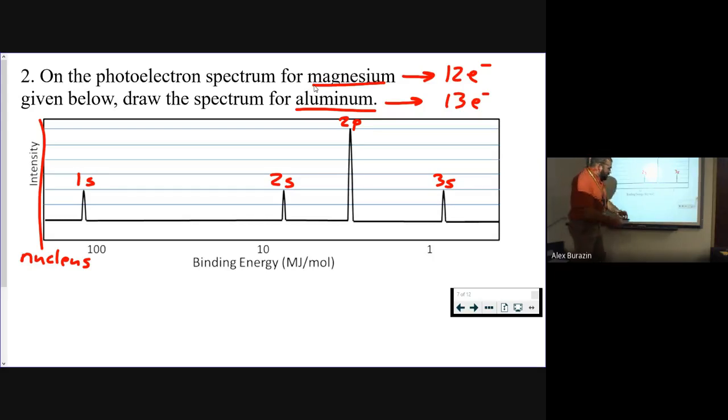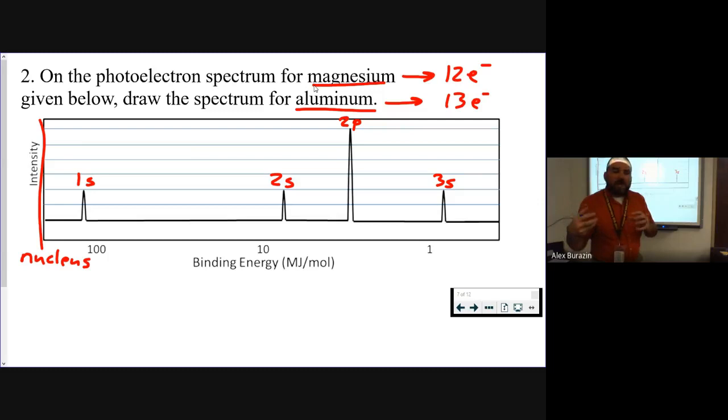We're asked to draw aluminum. Now, there's going to be a couple differences with the aluminum spectrum, or what we're going to draw for aluminum. The difference is we have one extra electron. We'll deal with that in just a little bit. But there's another difference. The other difference is where these peaks are is going to be slightly different, okay? This x-axis, which is usually called binding energy, is the energy that's required to get rid of an electron.